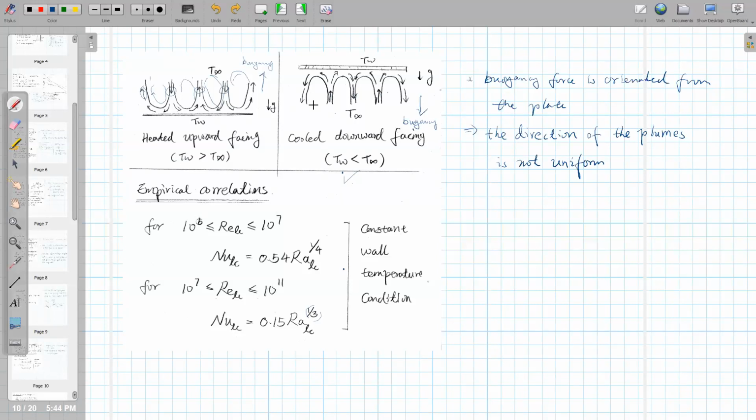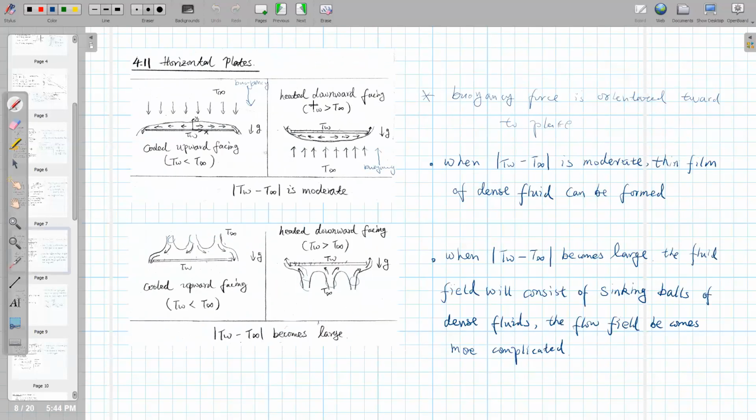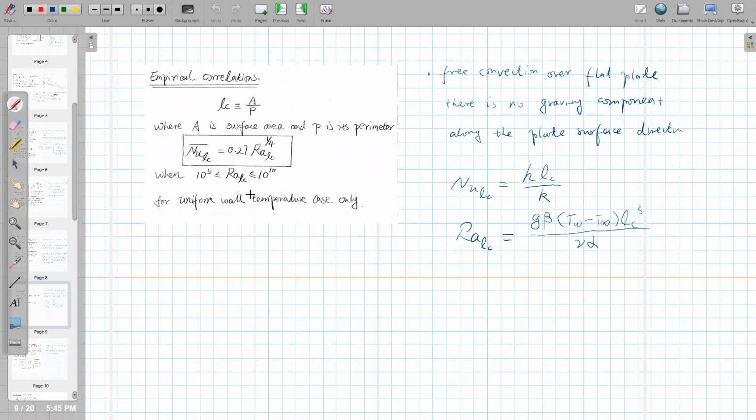Overall, in summary, for natural convection on horizontal plates, if you look at the flow field patterns, it becomes more complicated because for these cases, depending on the temperature difference, you have different flow structures. But overall, you can still use very simple empirical correlations to calculate the Nusselt number based on the Rayleigh number.